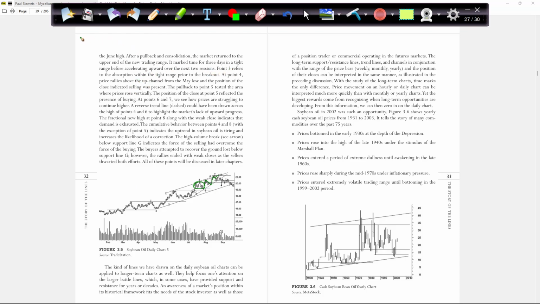Point 3 refers to the absorption within the tight range prior to the breakout. At point 4, price rallies above the up channel from the May low. The position of the close indicated selling was present, right?